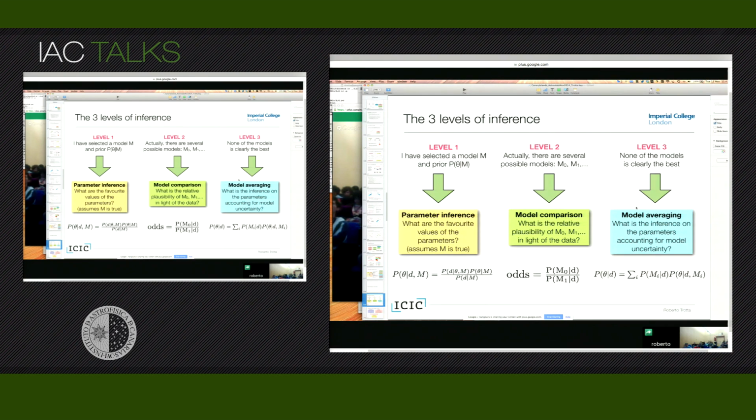Level 3, if I have time, I will sketch quickly some ideas about model averaging, where you realize that none of the models on the table is clearly the best. You want to make inference on the parameters accounting for model uncertainty, accounting for the fact that you don't know which one of the models is the right one. So you might want to average over models by getting a model average parameter value, summing over posterior probabilities for models and the parameters for each one of the models. I call it level 3.